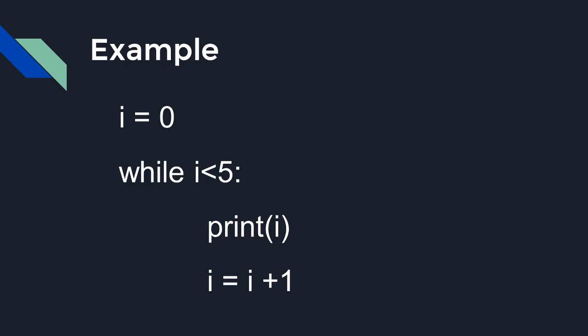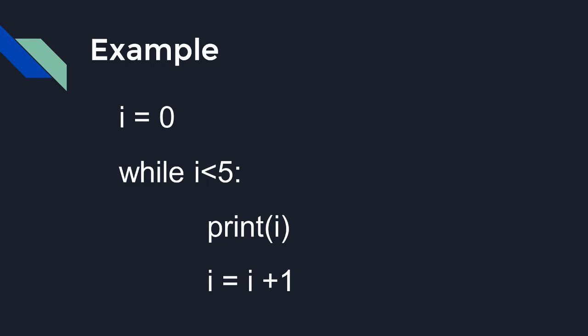That is, while i is lesser than 5, then print i, and i = i + 1. So what this means is that as long as i is lesser than 5, it will print i, and then it will increase the value of i by 1. Now the reason why we increase it is because if we don't, it will create an infinite loop, which is something we don't want. And I'll tell more about it later.